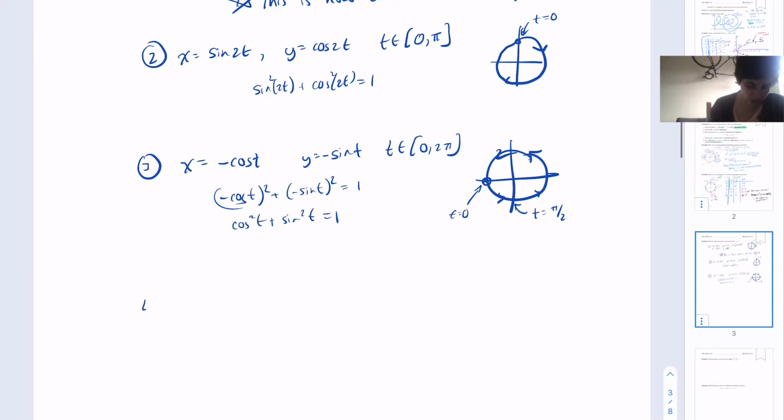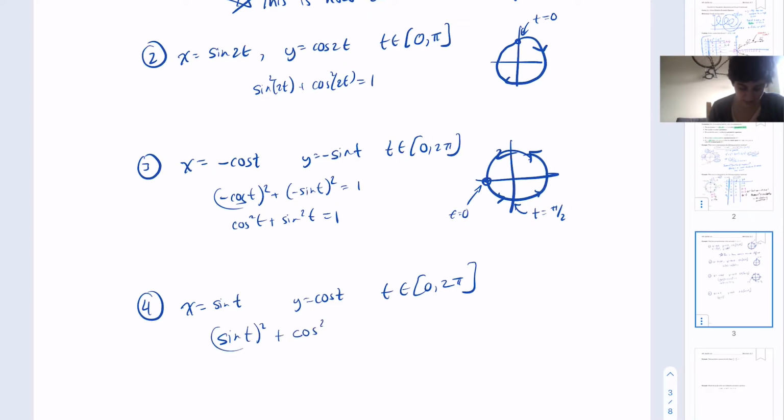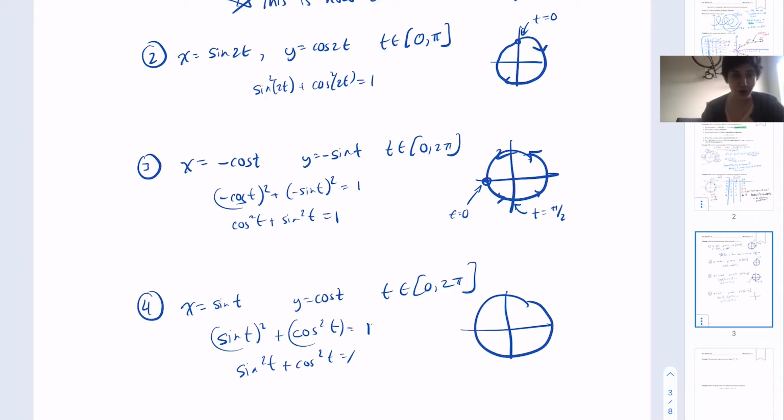Let's do one more, because there are so many ways of tracing this unit circle. Let's do x is equal to sine t, y is equal to cos t, and make t go from 0 to 2 pi. Again, sine squared t plus cos squared t is equal to 1, getting back to our identity. What does this look like? You can draw your unit circle. When t is equal to 0, we are starting here, and we're moving in this direction 1 revolution around. This is t equals pi over 2.